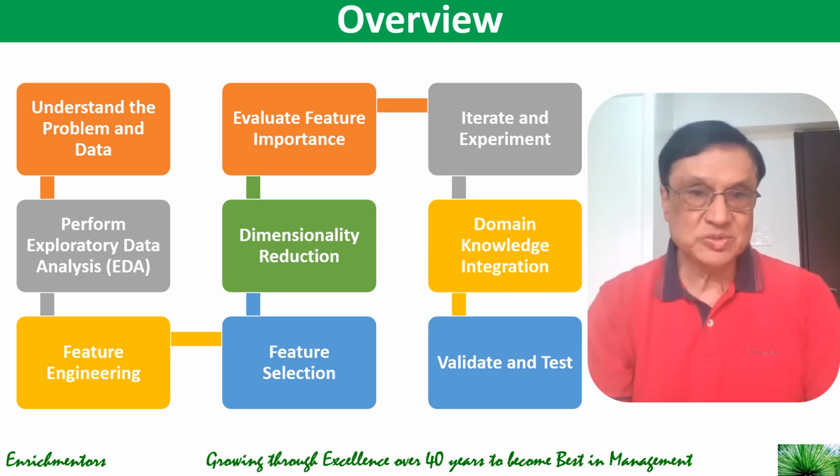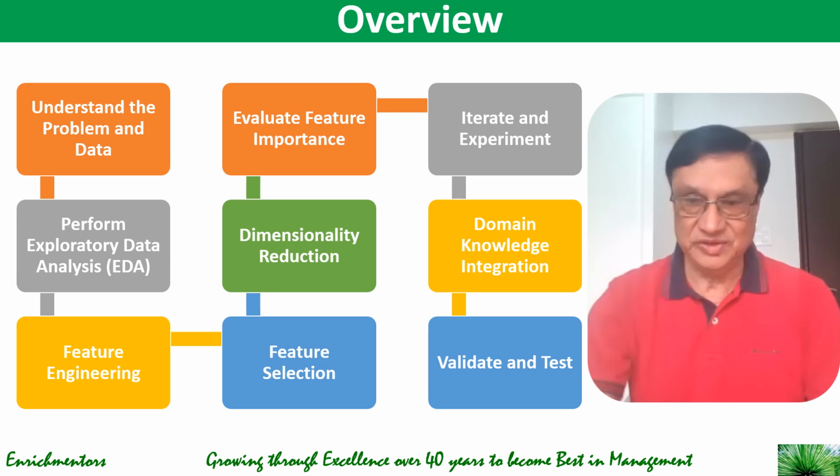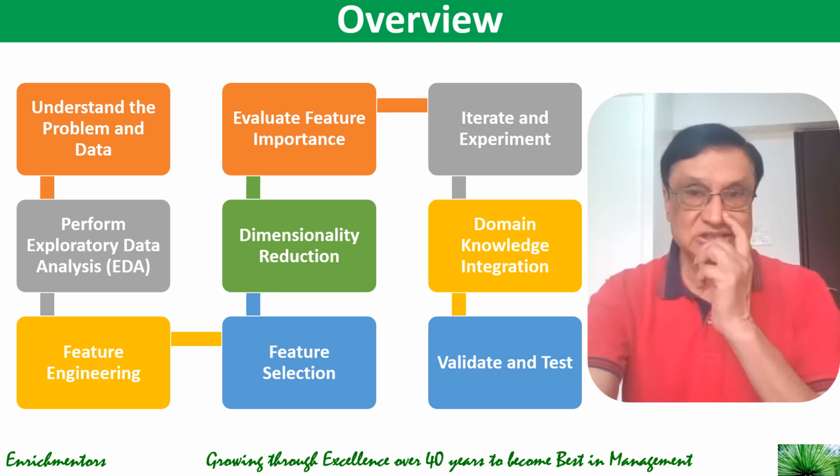In this process, from understanding the data, you brainstorm and build as many features as possible. Then you reduce to the important features, and then you experiment with them. So it's a combination of exploration and selection of the features. Let's take a look at each of these.